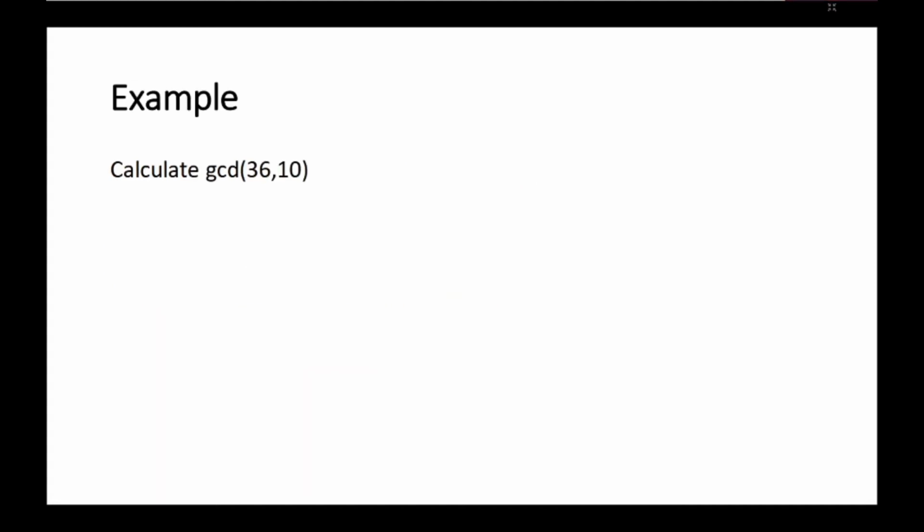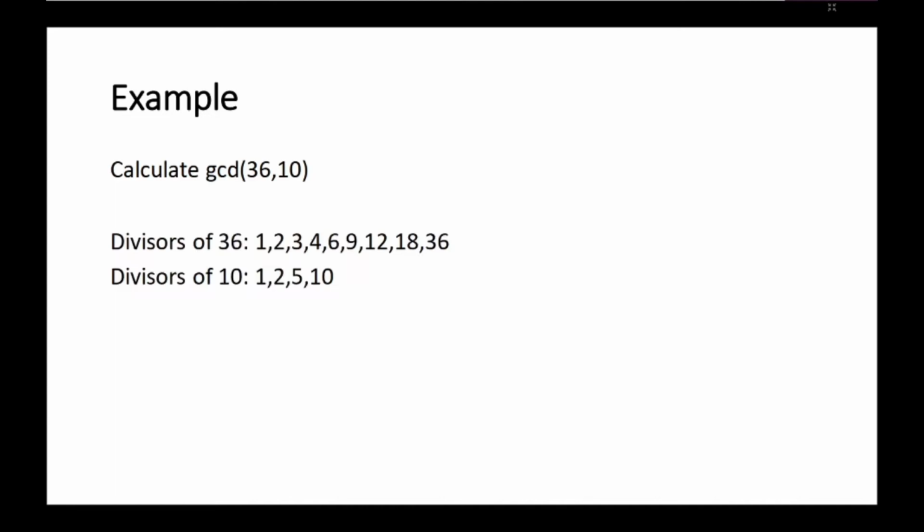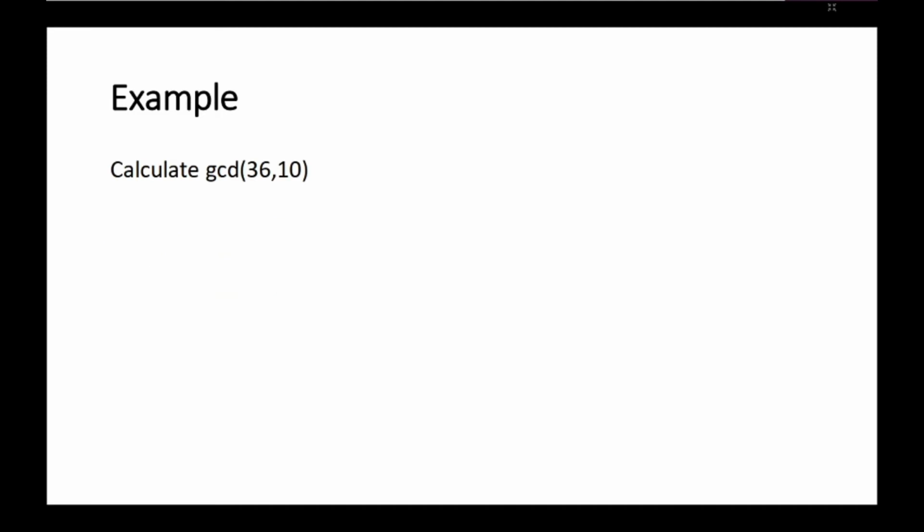So how does it work? Well, let's calculate the GCD of 36 and 10. Of course, we could do it like we did it before. We list all divisors of 36 and all divisors of 10, and then we look for common divisors and we take the greatest, such that we find the greatest common divisor to be 2. But we're not doing that, since we're using the Euclidean algorithm. And for that we're going to use the third property that we've seen before.